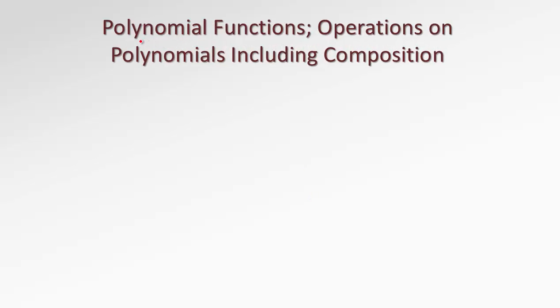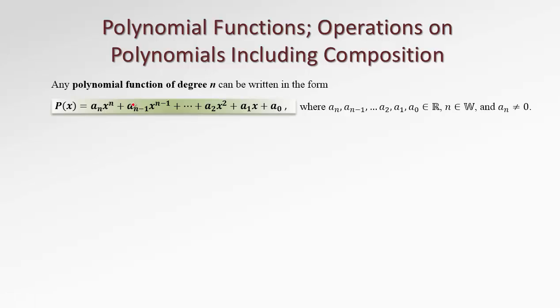In this lesson, we'll talk about polynomial functions and operations on polynomials, including composition of polynomials. Any polynomial function of degree n can be written in the form p of x equals a_n x to the n plus a_(n-1) x to the n minus 1, and so on until we get a_1 x plus a_0. Those coefficients a_n until a_0 are real numbers, and n is any whole number.